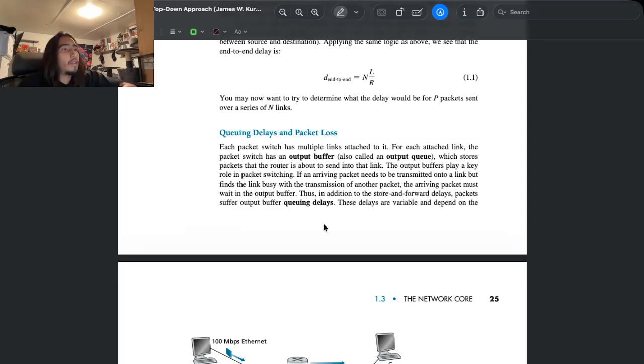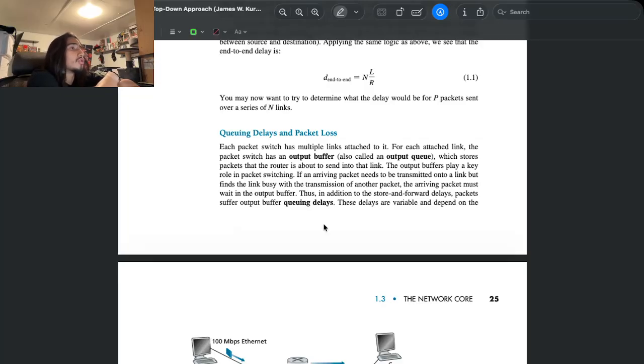Queuing delays and packet loss. Each packet switch has multiple links attached to it. For each attached link, the packet switch has an output buffer, also called an output queue, which stores packets that the router is about to send into that link. The output buffers play a key role in packet switching. If an arriving packet needs to be transmitted into a link but finds the link busy with transmission of another packet, the arriving packet must wait in the output buffer.